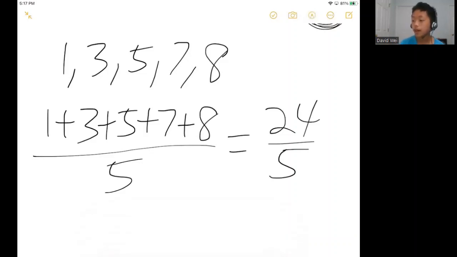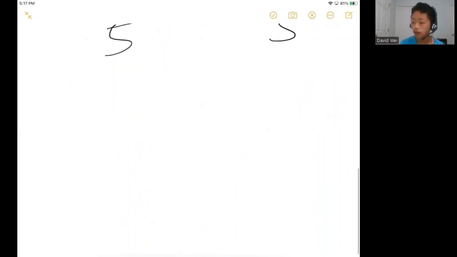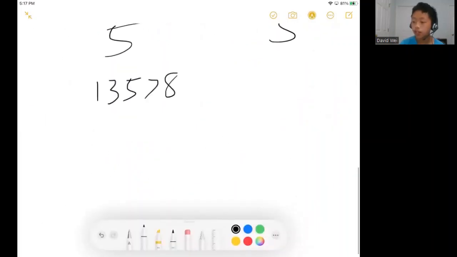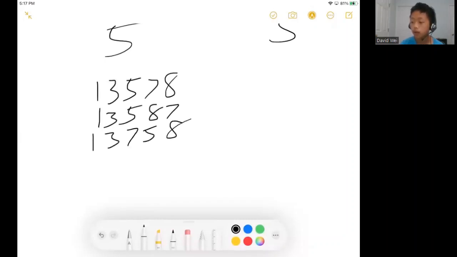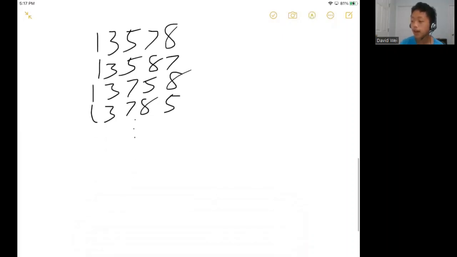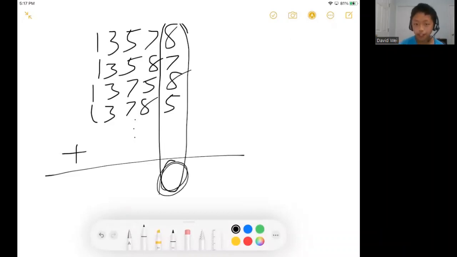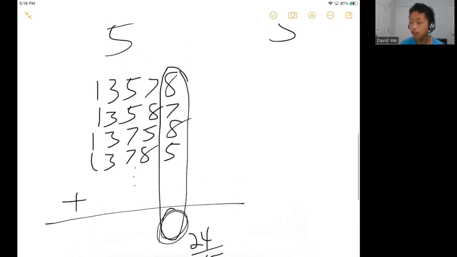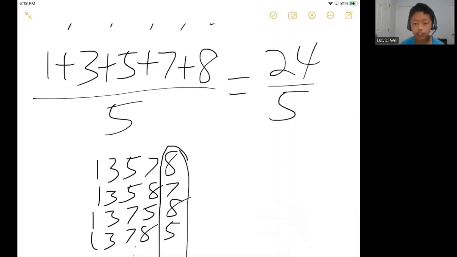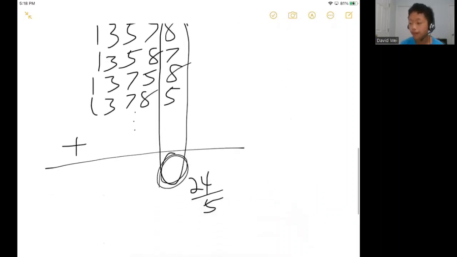And notice that if we continue arranging the numbers, like 1, 3, 5, 8, 7, or 1, 3, 7, 5, 8, or 1, 3, 7, 8, 5, and so on, and we were to do all of these and add all of them together, we found that for this column, this digit here, on average, is going to have a value of 24 over 5. This is what our calculations told us.